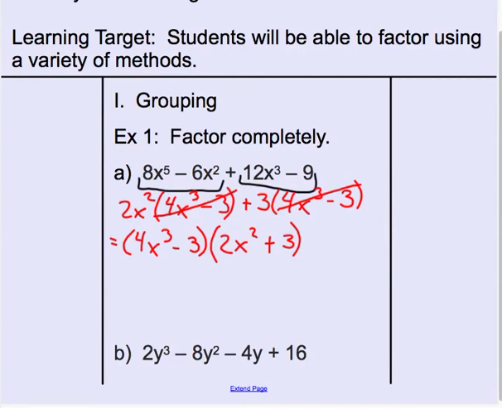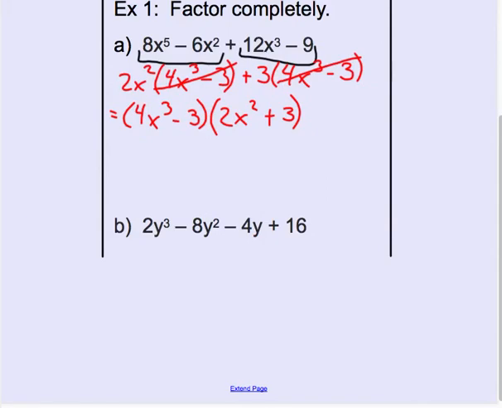4x cubed, maybe we have a difference of cubes, but no, 4 and 3 are not perfect cubes. We've got 2x squared. 2 is not a perfect square, and we don't have a difference of squares. You can't factor a sum of squares. So that is factored.